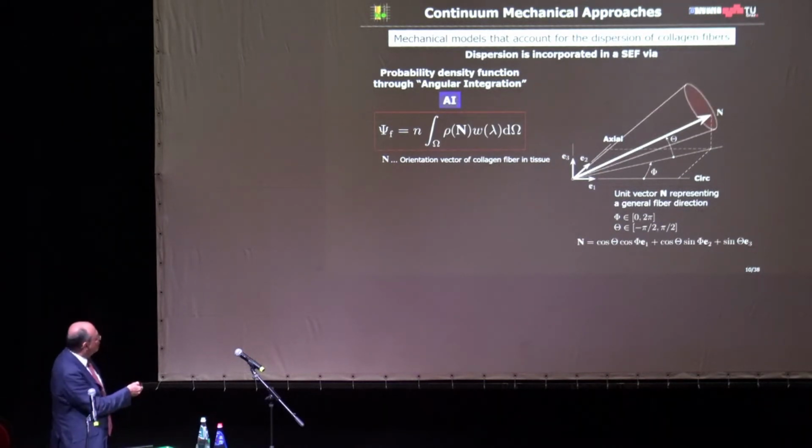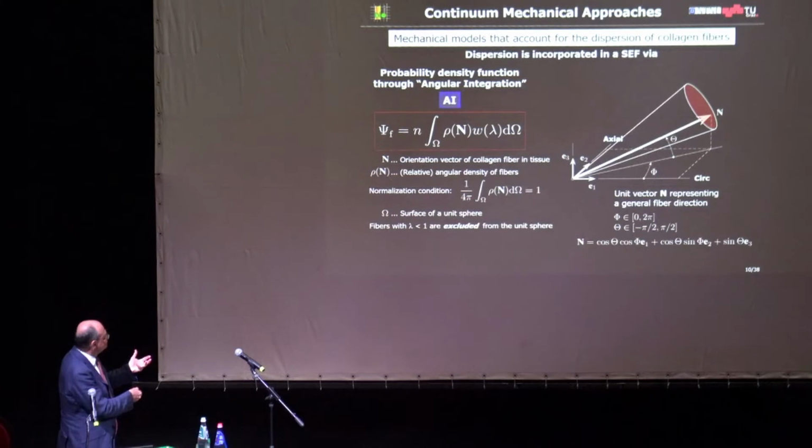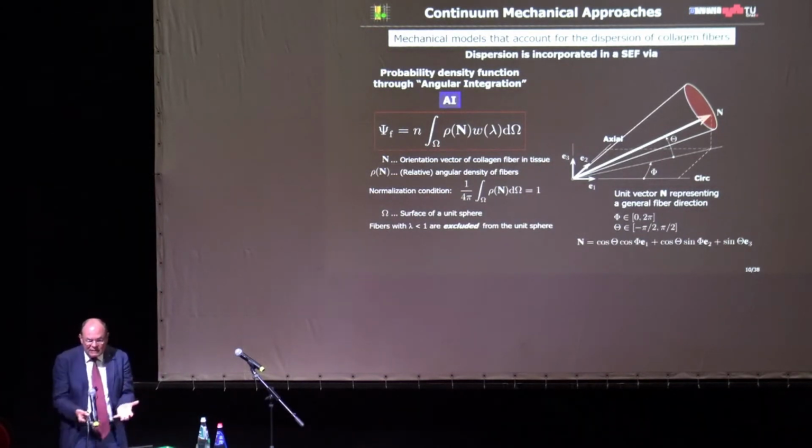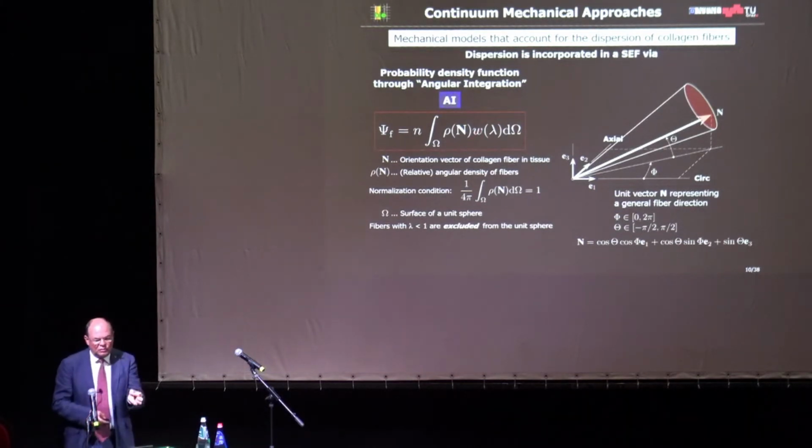You have a kind of distribution here, and I show this in this way. You have a relative angular density of fibers, which we call rho. So you have this angular density as a function of N. Okay? Then you have the normalization condition, and omega is the surface of a unit sphere. So you do this in a unit sphere, and we say W here is the energy stored in a single fiber.